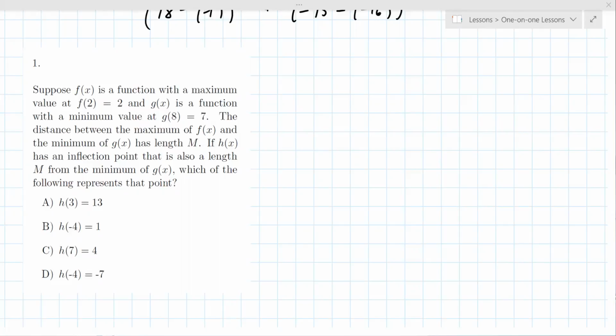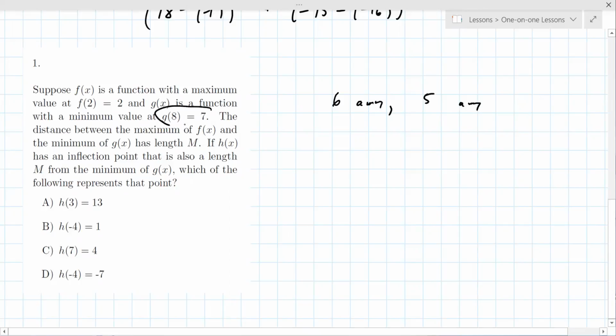Let me check the solution here before I say yes or no. Yeah, so the square root of 61. So notice that 1 is 6 away and 1 is 5 away. And it doesn't really matter which one it is because you have to get the other. So which one are we comparing to? The minimum value. So we're looking at this point right here, 8, comma 7.